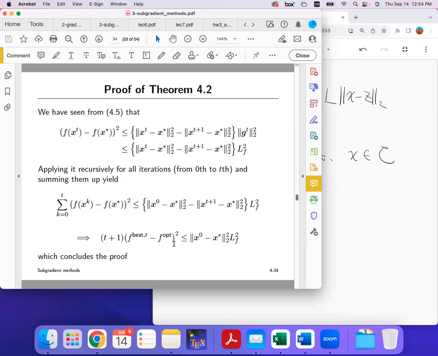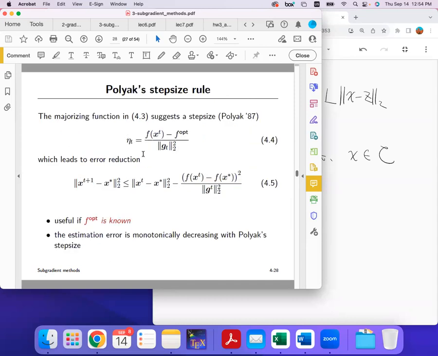So let's first look at the proof, which is also very simple. So we start from 4.5. Right? 4.5, we plug in this Polyak step size rule into that lemma. So we have this 4.5. Okay.